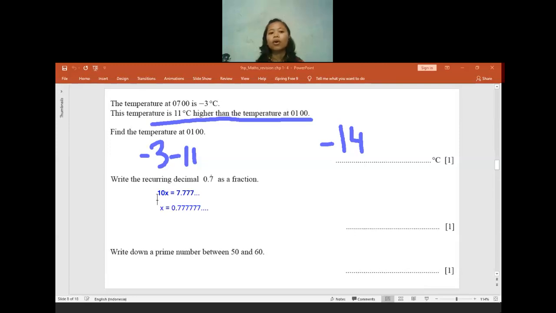Is there anyone who still gets confused from the first question? Before I move to the recurring decimal into fraction, is there anyone who is confused? Feel free to ask whenever you have any difficulties. Yes? No, teacher. Okay, no question.